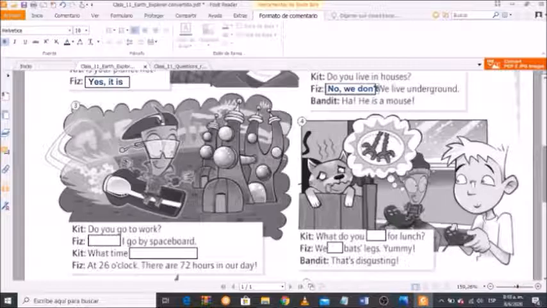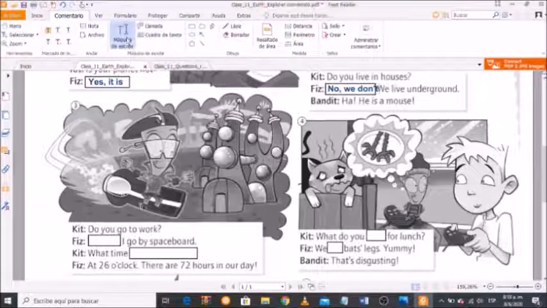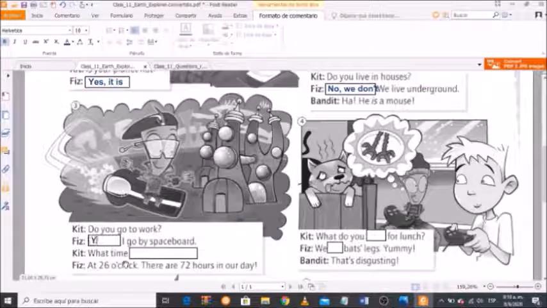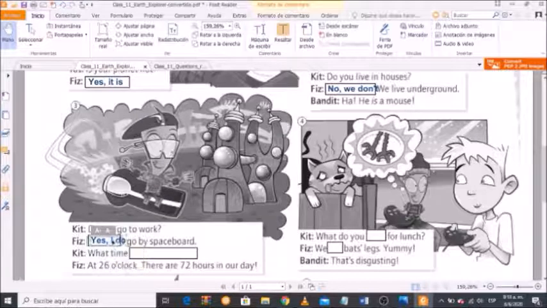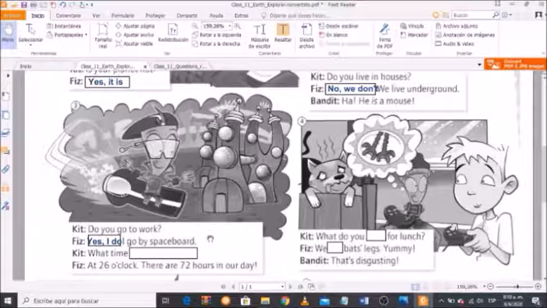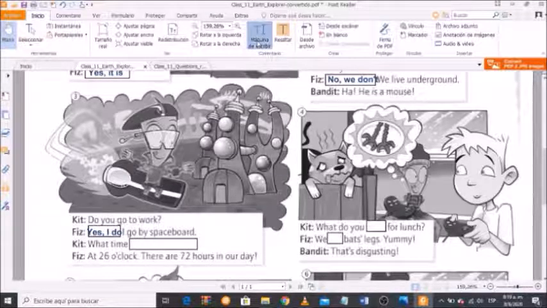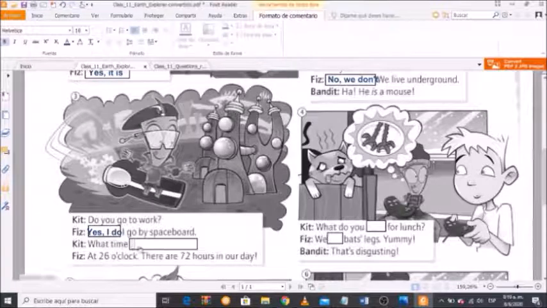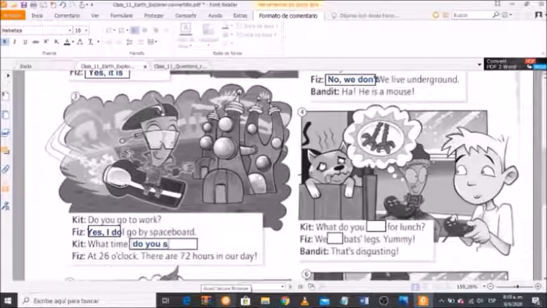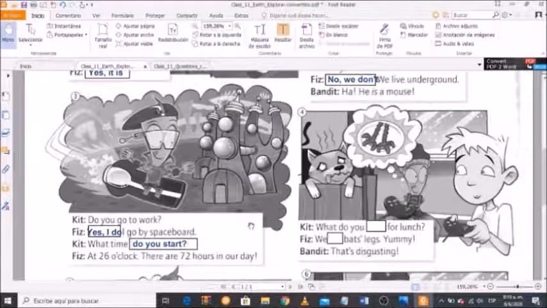Picture number three. Do you go to work? Kit asks. And Fizz, what does he say? Very good. Yes, I do. Yes, I do. I go by space balls. Okay, so here we have, look at the picture. Fizz going to work by space balls. Okay, this is a space ball. Very good. What time? Okay, well done. What time do you start? At 26 o'clock. There are 72 hours in a day.